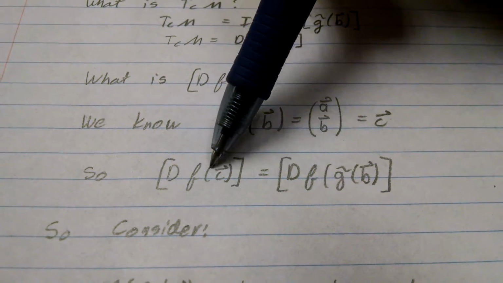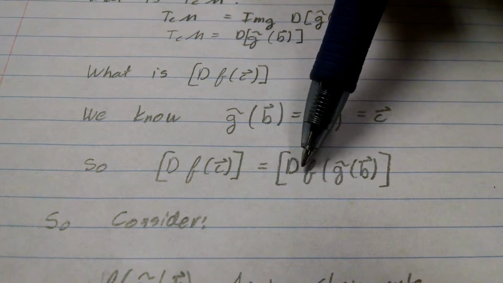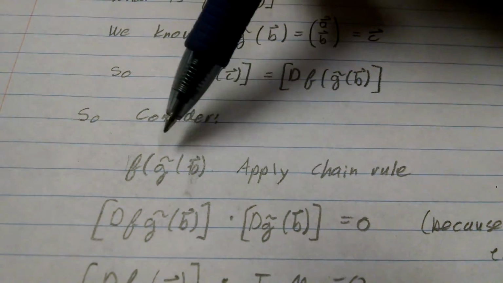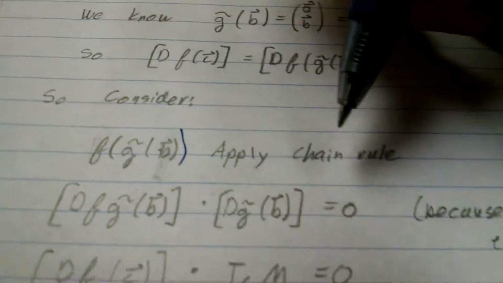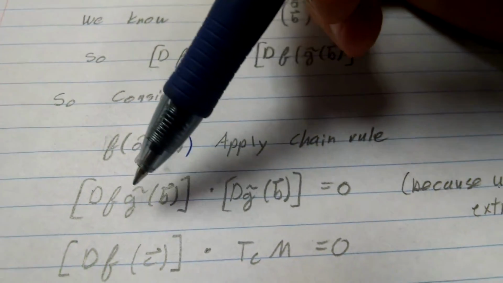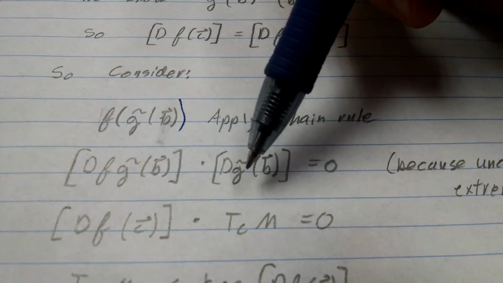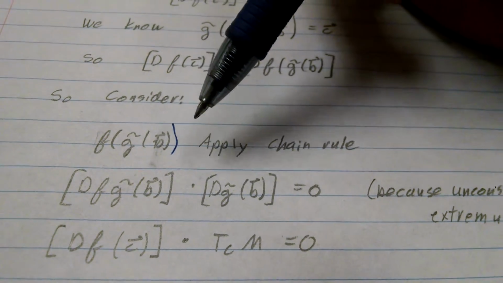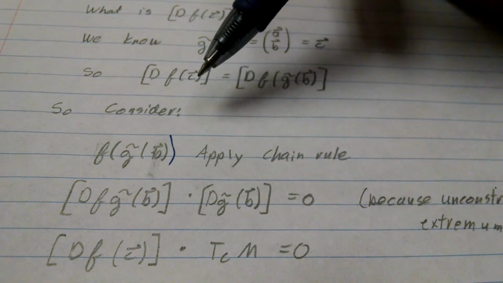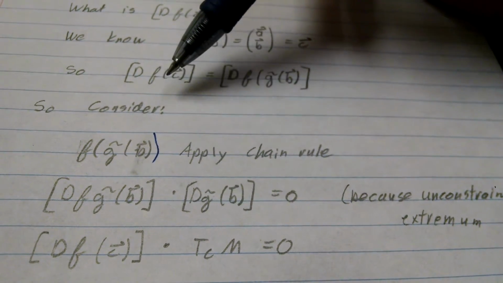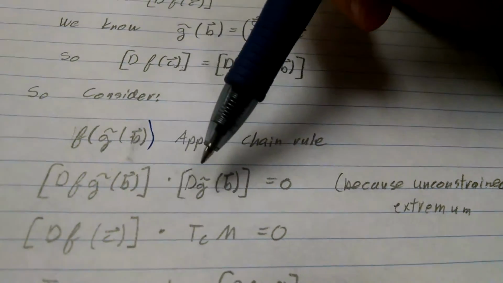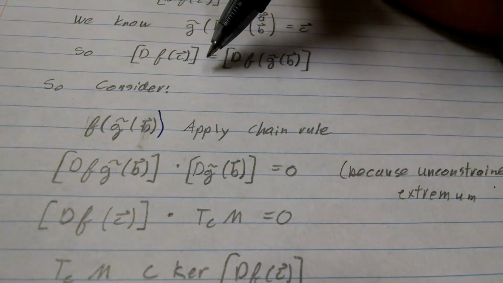So if we write the derivative of f at c, we can rewrite that as the derivative of f at g tilde of b. This is where we're going. So let's consider f of g tilde of b and apply the chain rule. So we have df at g tilde of b times dg tilde at b equals 0. And we know this because we know that f of c is an extremum. So we're evaluating this at point c, which we showed, plugging this into here.